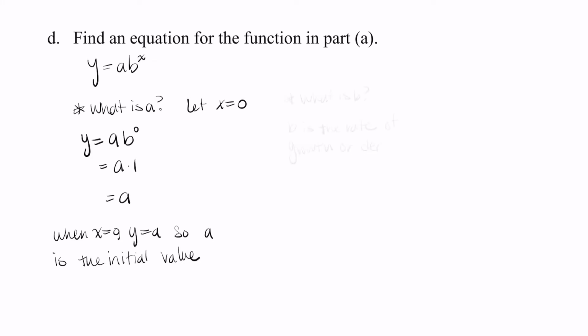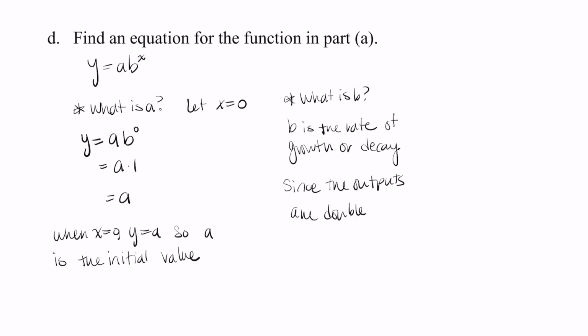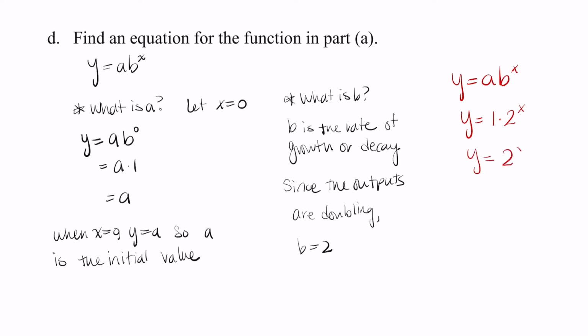Okay, so what about b? b is our rate of growth or decay. In this case, since our outputs are increasing, we know we're growing. Furthermore, we know our outputs are being doubled, so b has to equal 2. All that said, this tells me that our equation in the form of y equals a times b to the x is just y equals 1 times 2 to the x, which is just 2 to the x.